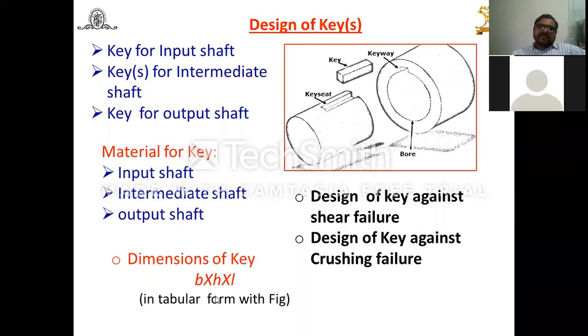And the dimensions of the key are written as B into H into L, width into height into length, meaning this is width B, height H, and L means length. We can show it here, and you have to draw this again in your detailed parts also, the different keys, that is input shaft key, output shaft key, intermediate shaft key.